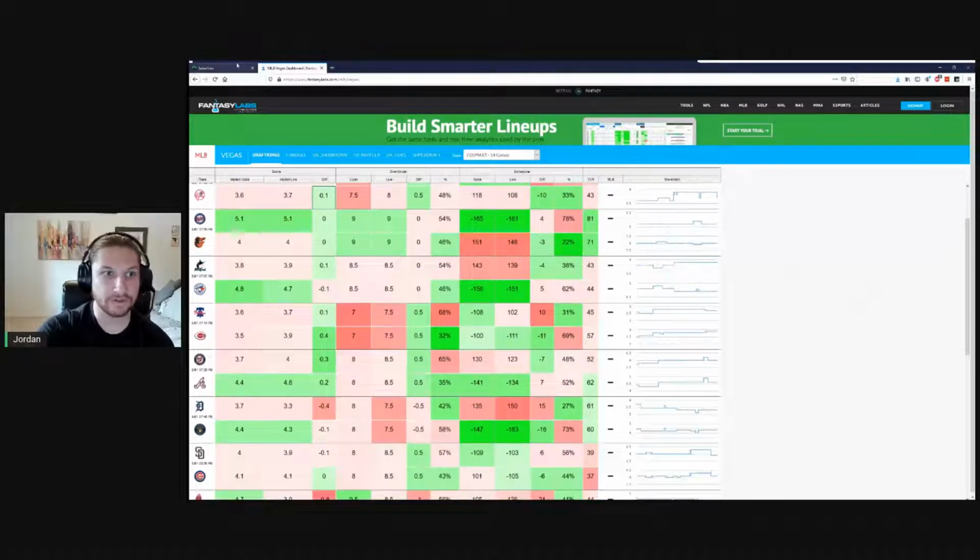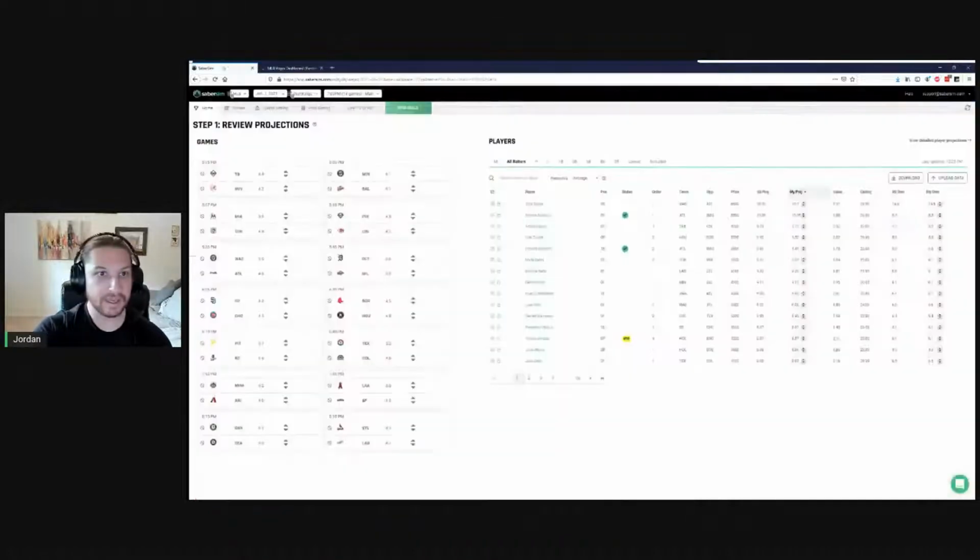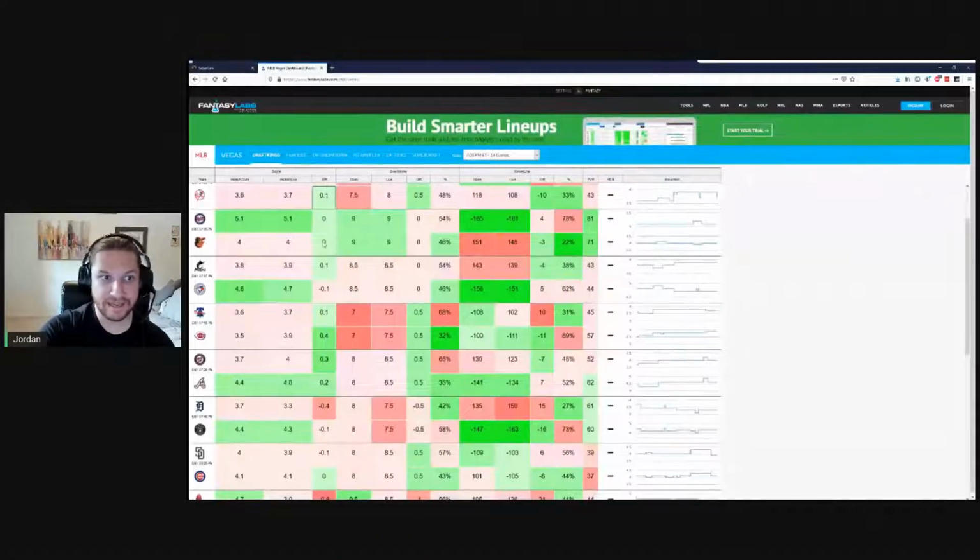So, Twins Orioles, right? We are pretty much right on with the Orioles, and we are about a half run lower on the Twins. And again, no real movement.